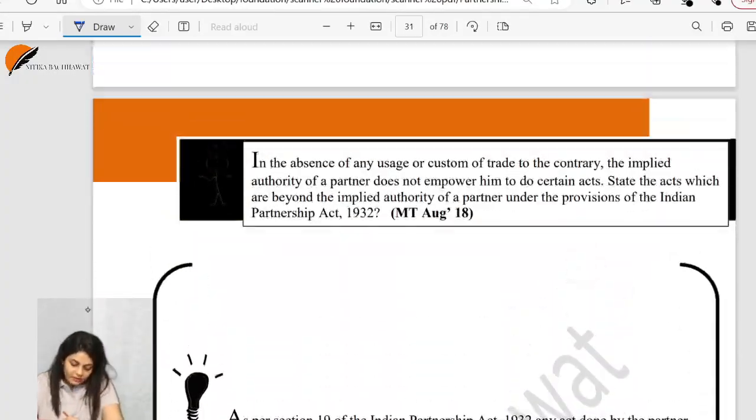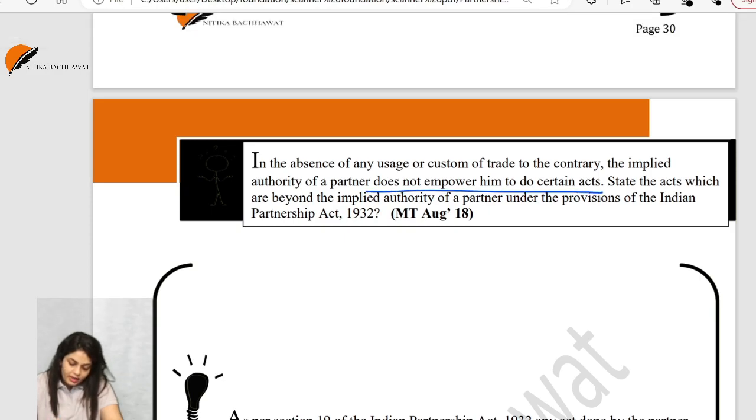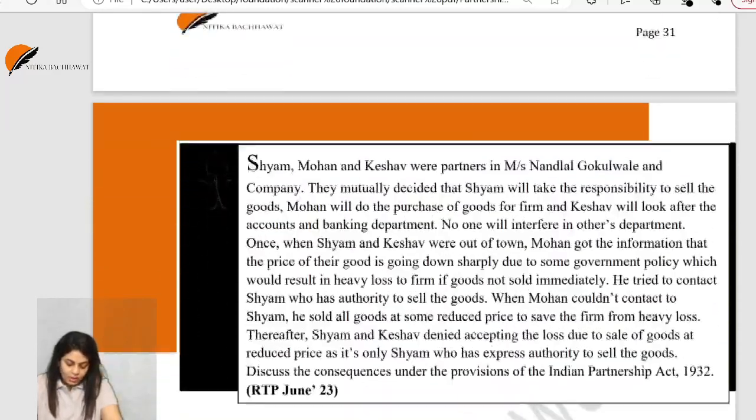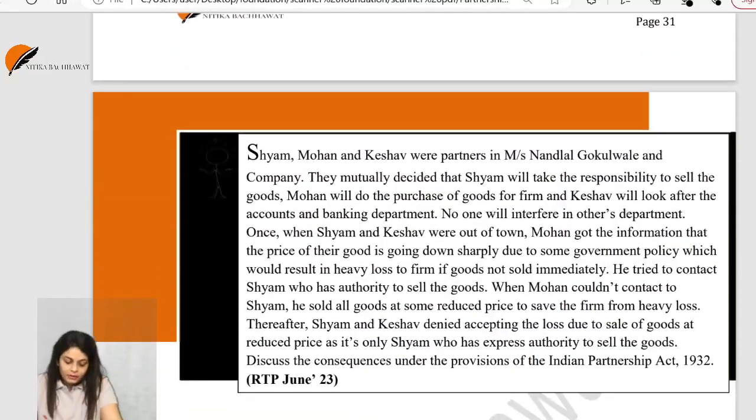In the absence of any usage or custom of trade, the implied authority of a partner does not empower him. So, the act we have already just discussed it. Shyam, Mohan and Keshav were partners in Messrs. Nand Lal, Gokul Wale and Company. They mutually decided that Shyam will take the responsibility to sell the goods, Mohan will do the purchase and Keshav will look after the accounts. No one will interfere in others' department.